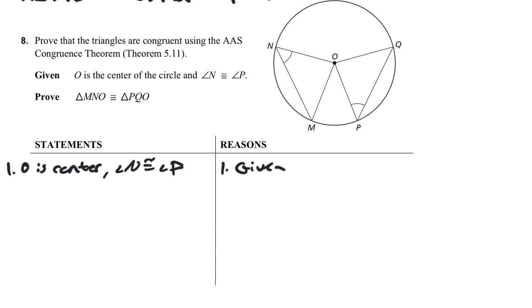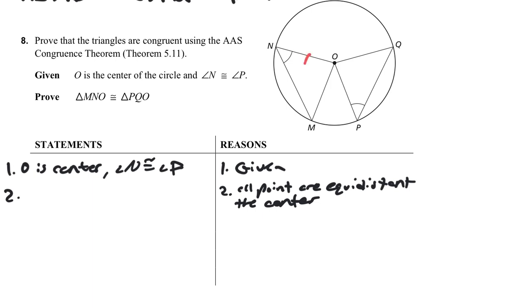Now, O is the center. So what we can know is because of it being a radius, or you can say that all points are equidistant from the center of a circle. And what that means is I can say ON, OQ, OP, and OM, those are all congruent to each other. They're all congruent to each other.